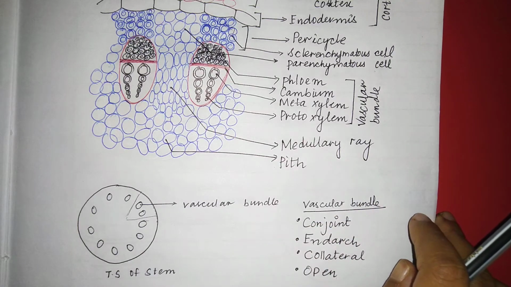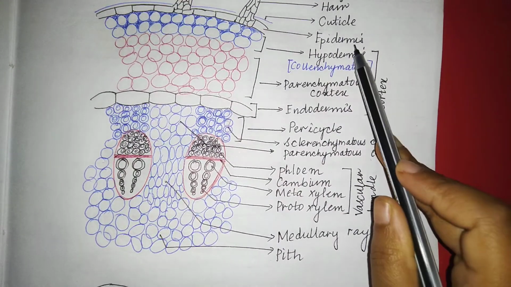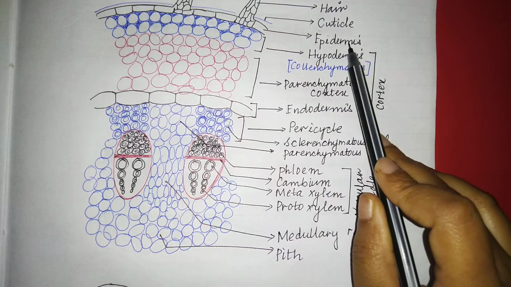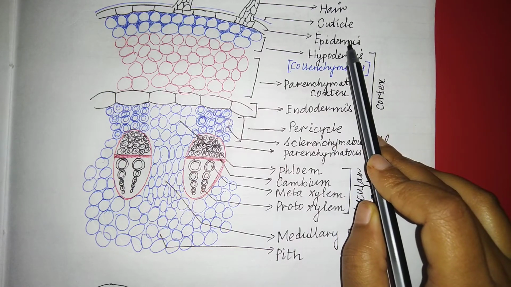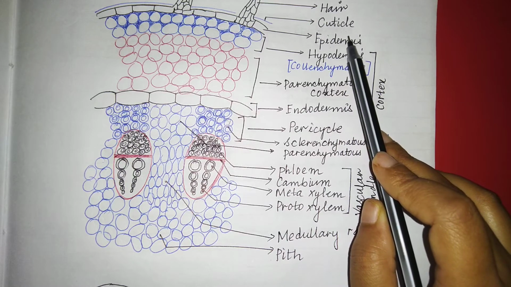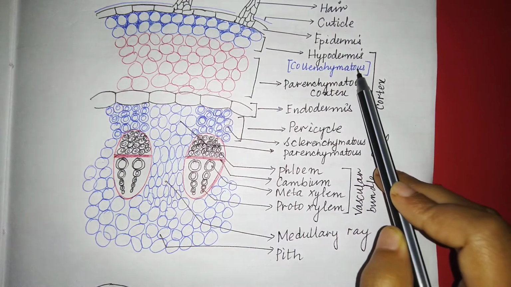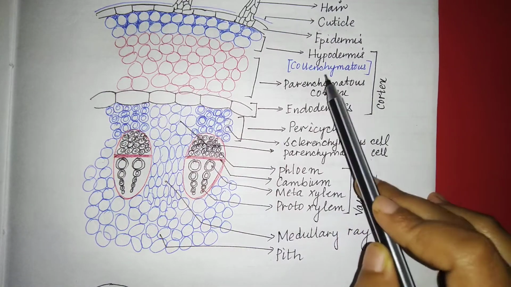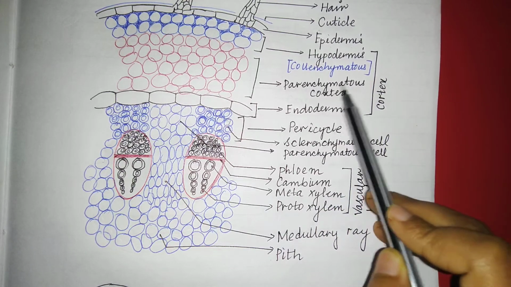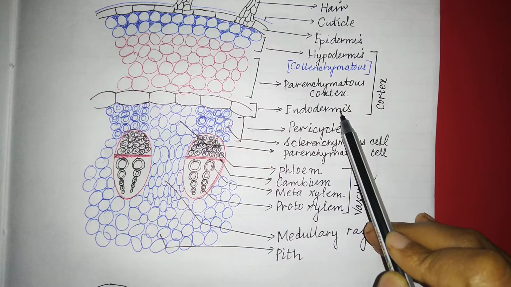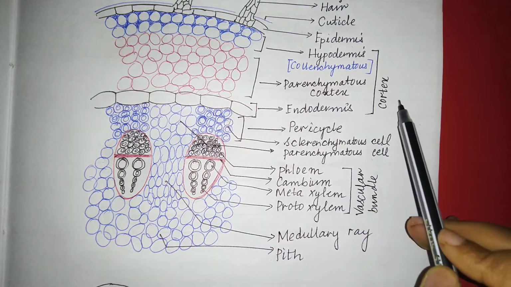So this is all about the dicot stem. Dicot stem consists of epidermis, which is one layer, and above the epidermis cuticle is present. Epidermis bears multicellular hair. Inner to the epidermis, hypodermis is present, which is collenchymatous cells. Inner to the hypodermis, parenchymatous cortex is present. Inner to the parenchymatous cortex, endodermis is present. Hypodermis, parenchymatous cortex and endodermis together are known as cortex.